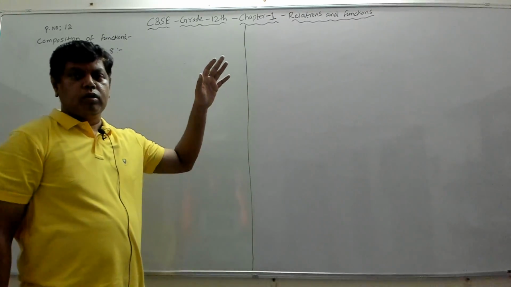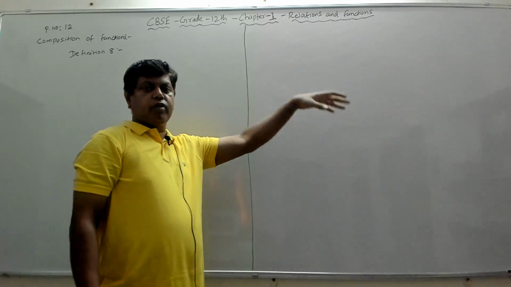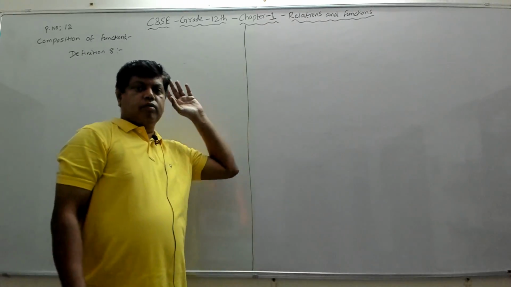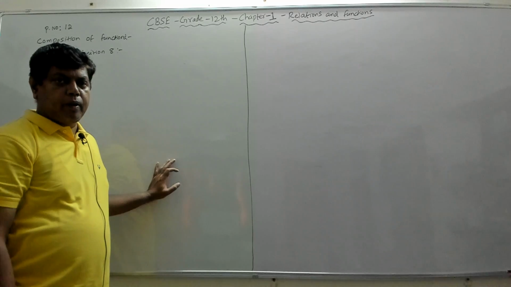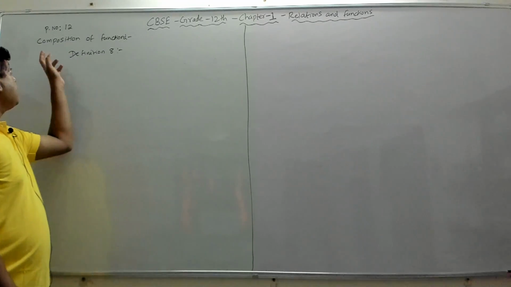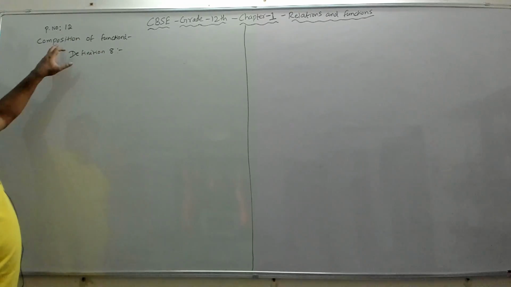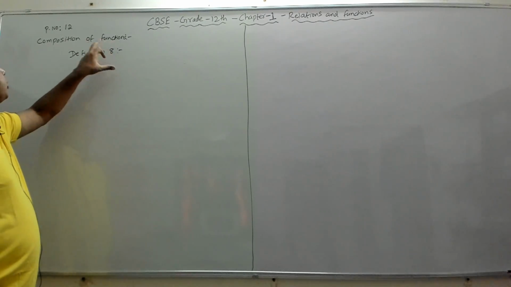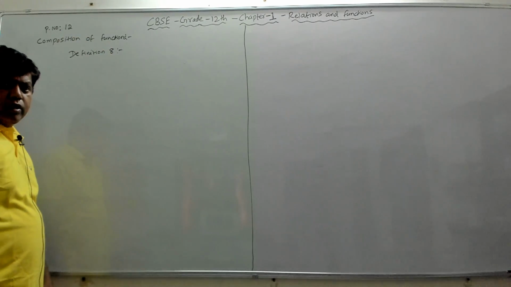In this video, we'll continue with the chapter Relations and Functions, which is your first chapter from your 12th standard CBSE Mathematics. In this video, we'll start with the section which is composition of functions, which is on page number 12 of your textbook.